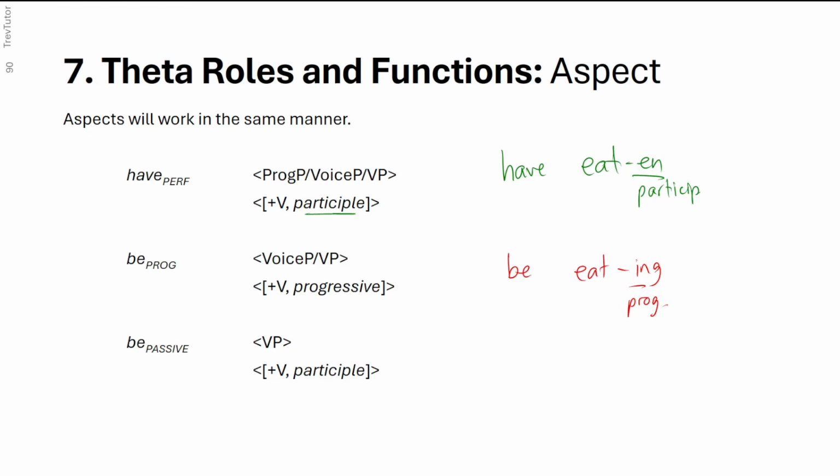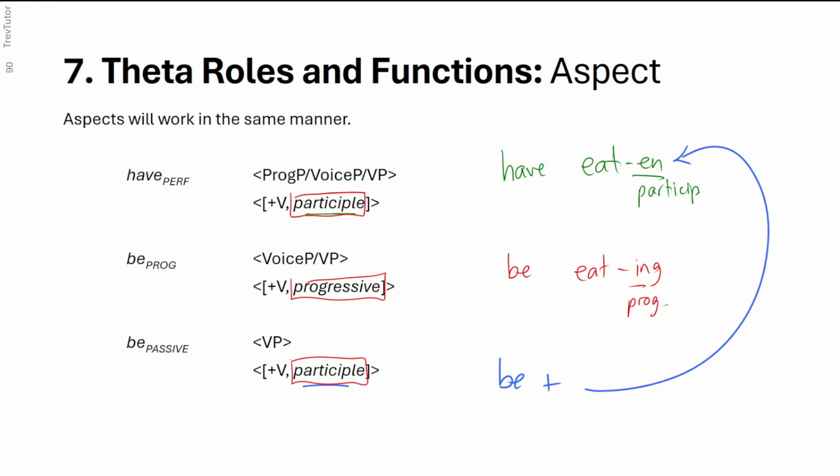Now, if we have passive was or is, so passive be, specifically this is going to want a VP because it can't select anything else afterwards, and it wants it in its participle form. So this is be plus the same participle form that have is trying to select. So by using features now, we don't have to think about affix lowering. We can just think about all of these verbs selecting specific forms, and if that form does not show up, we have an ungrammatical sentence.